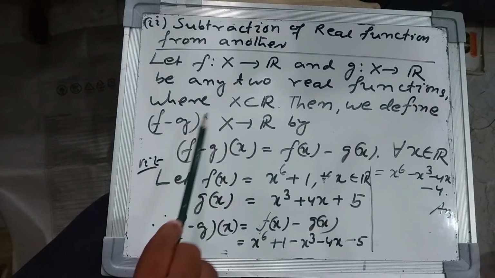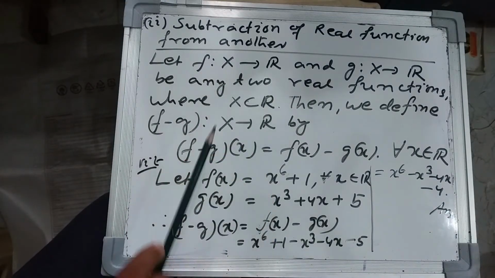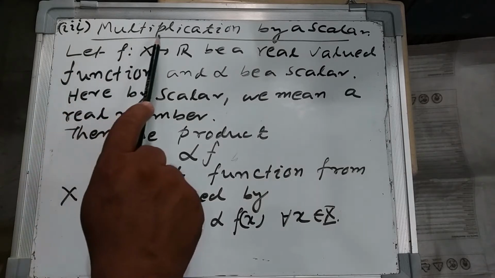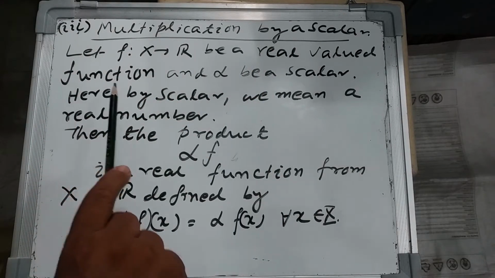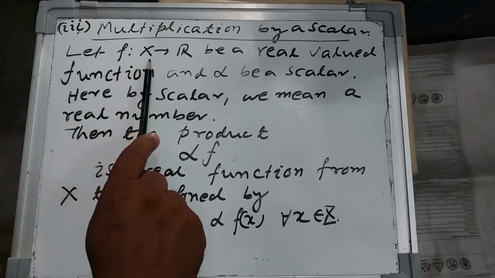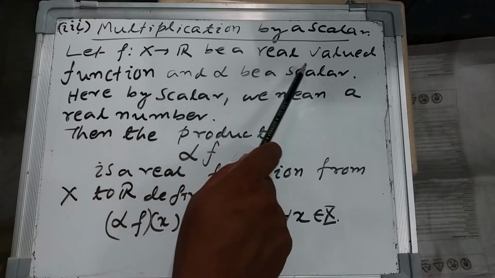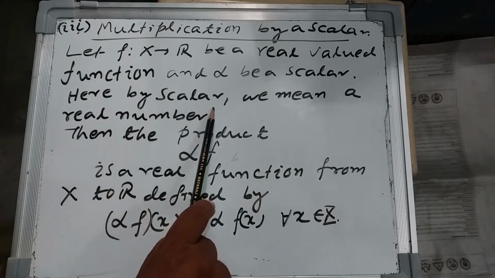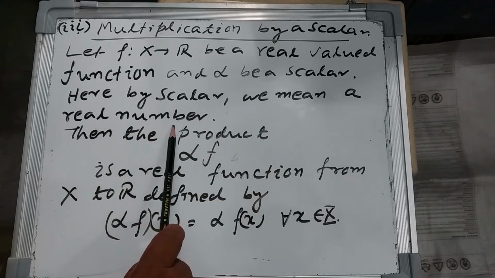So subtraction of functions is possible. Here f is a real valued function, g is a real valued function, and they are in polynomial form, and we subtract them here. Third, multiplication by a scalar. Let f be a function that maps from X to R, a real valued function, and alpha be a scalar.